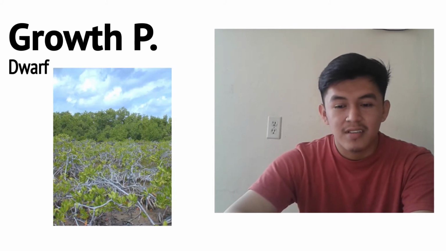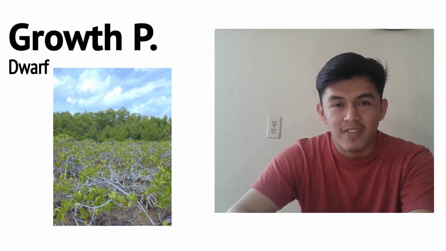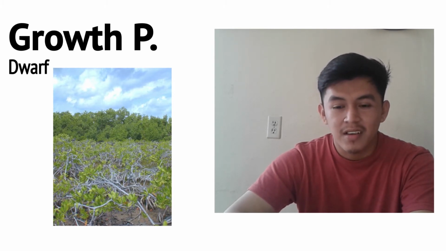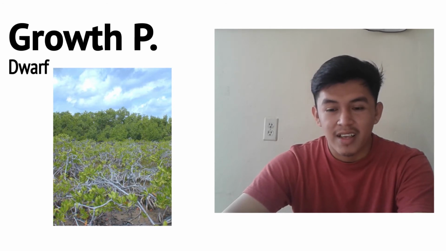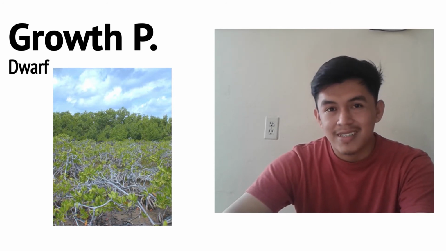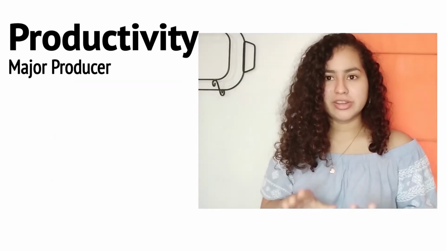The dwarf condition is the smallest growth pattern of them all. It typically grows about 5 feet per 50 years. This is a result of the poor nutrient conditions in the area and the extreme salinity. Let's talk productivity.